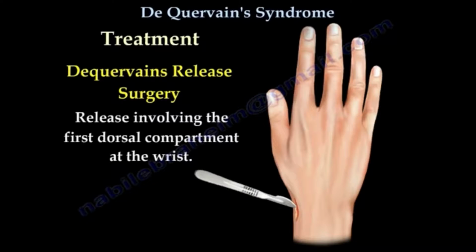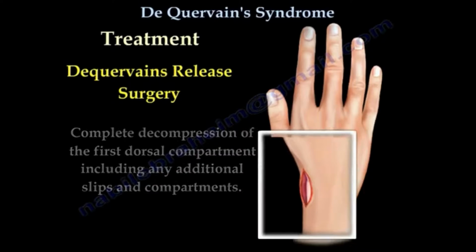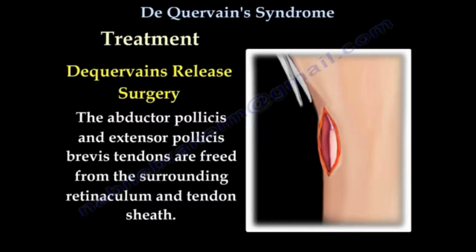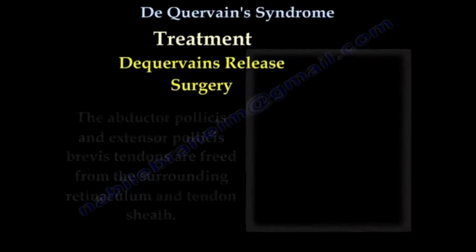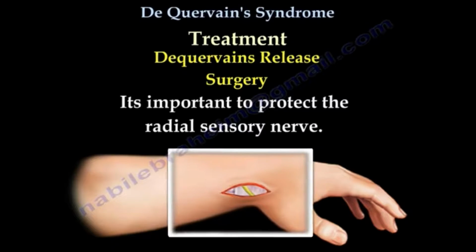De Quervain's release surgery. It is a release involving the first dorsal compartment of the wrist. Complete decompression of the first dorsal compartment including any additional slips. The abductor pollicis longus and extensor pollicis brevis tendons are freed from the surrounding retinaculum and tendon. It is important to protect the radial sensory nerve.